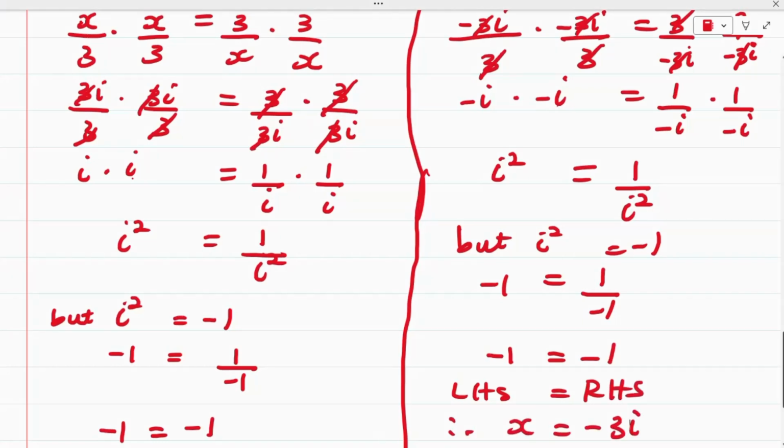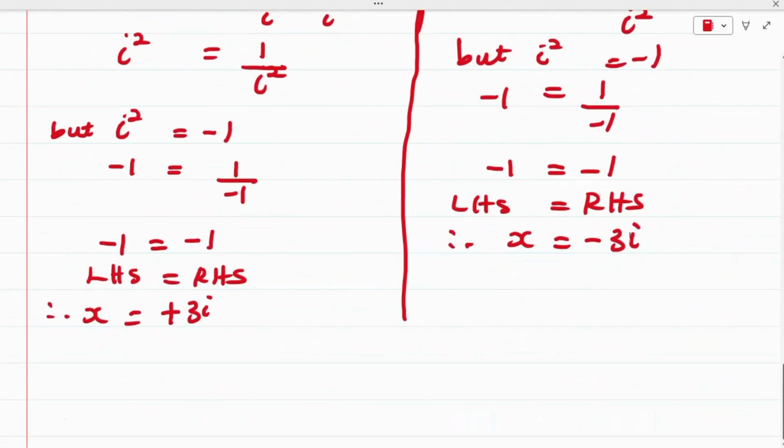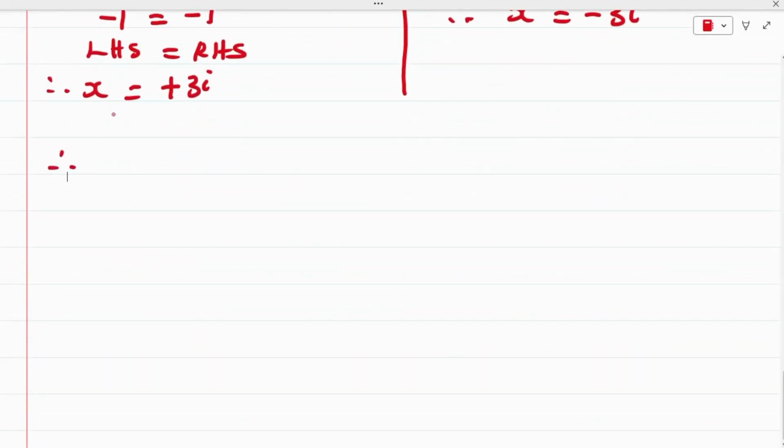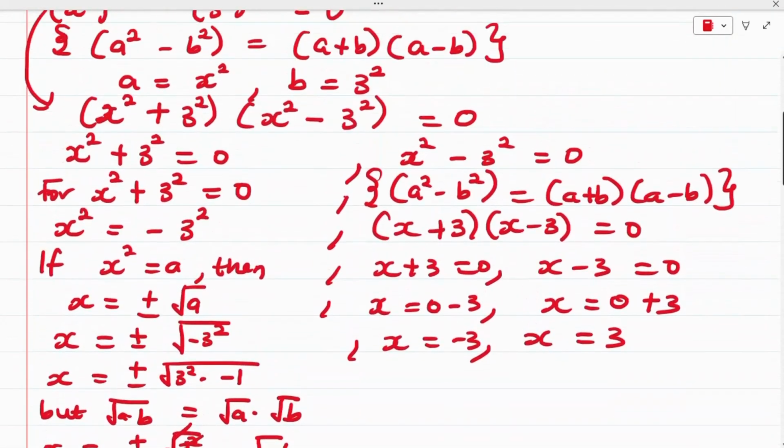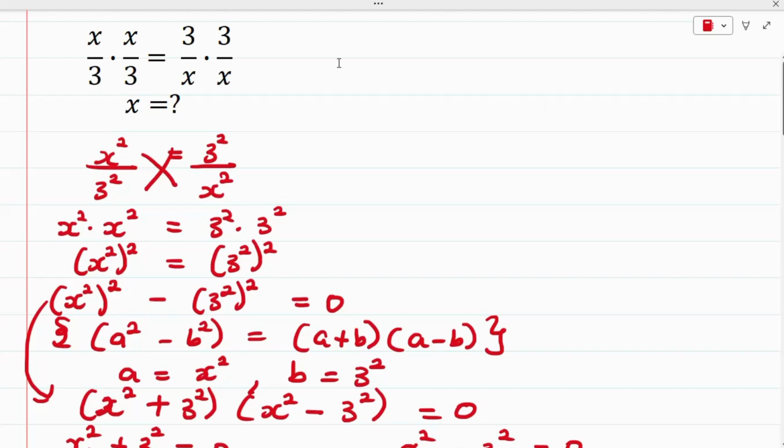So we have been able to verify all of the values of x right here, so therefore we have that x is equal to -3, plus 3i and minus 3i, and this becomes the solution set. So with this, guys, we have been able to solve this nice algebra math problem, and we have been able to find all the values of x, and we have all the values of x to be -3, plus 3i and minus 3i.